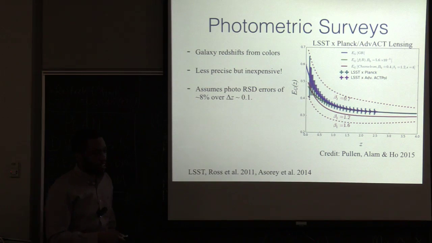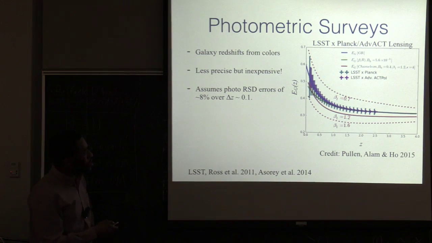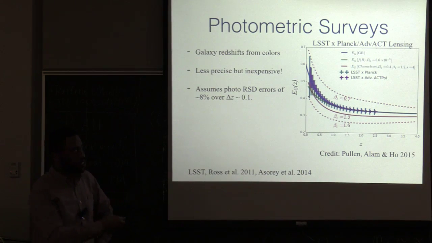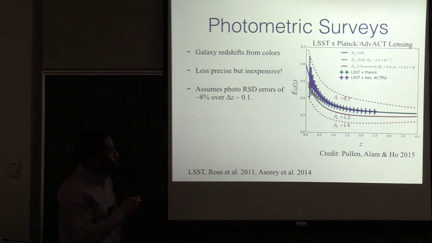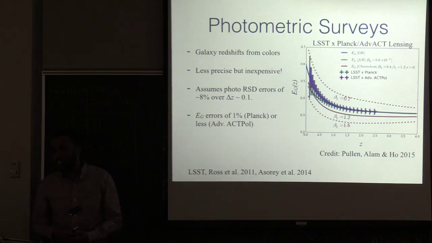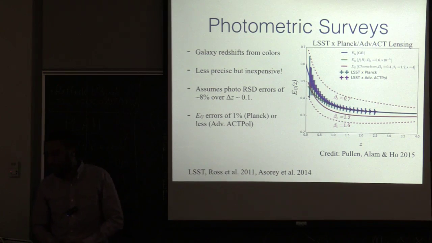One thing about this is that you normally don't measure redshift space distortions with a photometric survey because of the impreciseness of the redshifts. But in this case, there has been much work considering what the error in a redshift space distortion measurement from an imaging survey would be. Based on that, we're going to assume redshift errors of around 8% over delta redshifts of about 0.1. When you do this, you actually get EG measurements of around 1% with Planck, or even less with Advanced ACT.